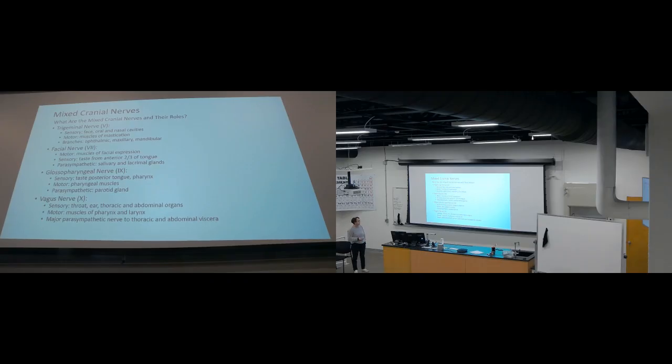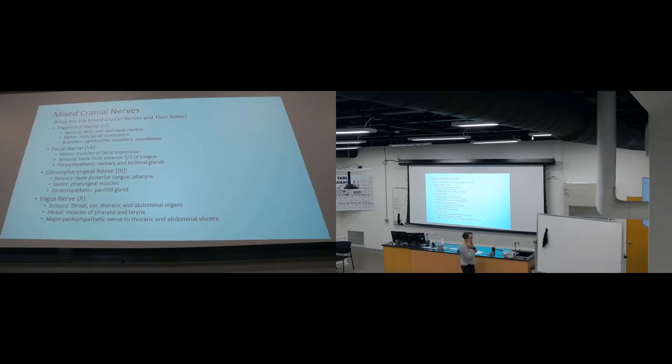Glossopharyngeal, cranial nerve number 9. It innervates the posterior third of our tongue providing taste sensation, and also innervates some muscles in the pharynx and also in the palate. And this one innervates the largest salivary gland that we have, which is found here on top of the masseter, which is called the parotid gland.